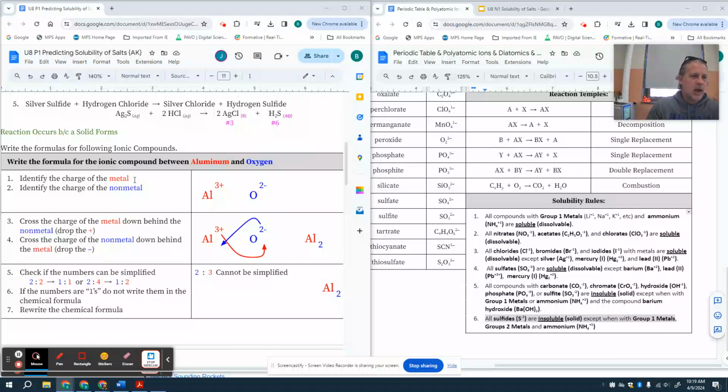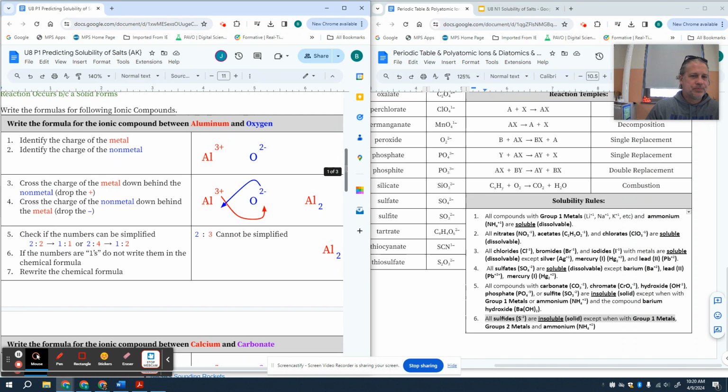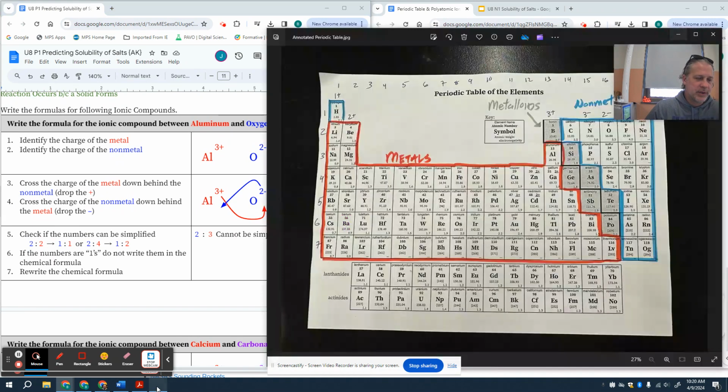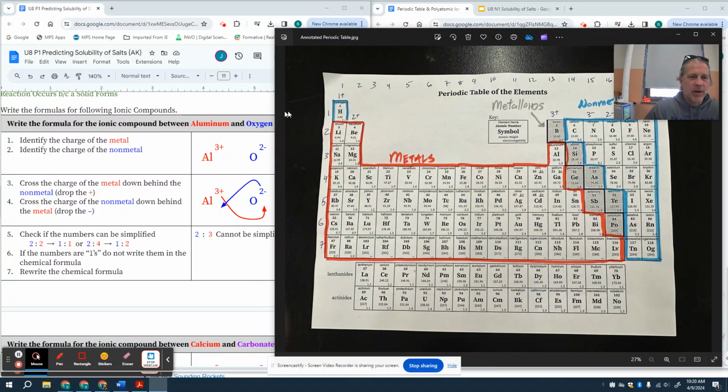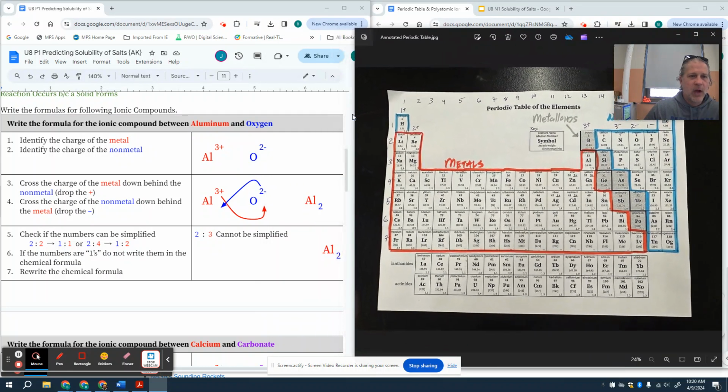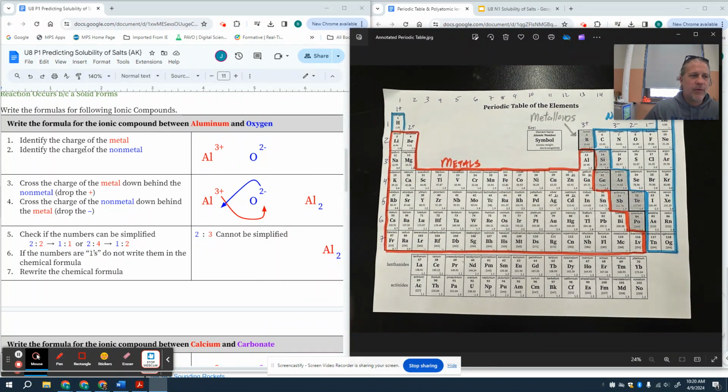All right, welcome back. Today, this part of the video is going to be focusing on the second section, which was writing ionic compounds and formulas. If I look at the steps to identifying chemical formulas, one of the things I really want to focus on is that you have to identify the charge of the metal.